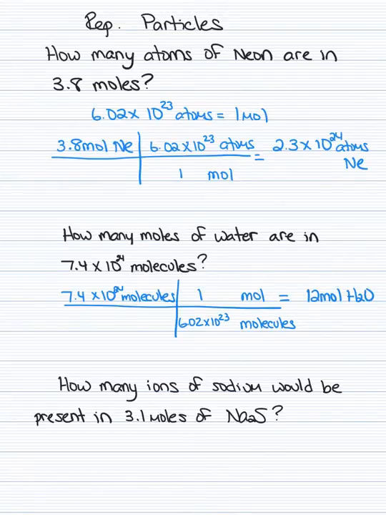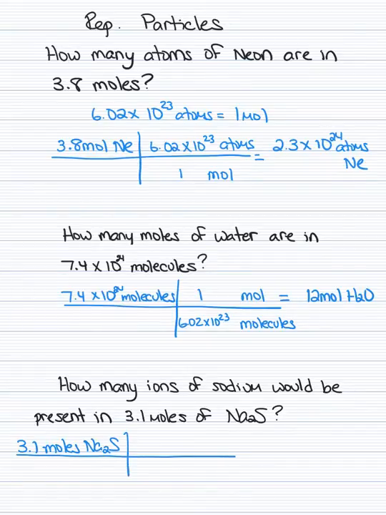Our final example with representative particles says how many ions of sodium would be present in 3.1 moles of sodium sulfide. If the formula was not already written, you would need the formula here, and you're going to start off with your 3.1 moles of sodium sulfide. You're going to first go from moles to formula units, because this is an ionic compound. And we know there are 6.02 times 10 to the 23rd formula units in 1 mole by using our mole map.